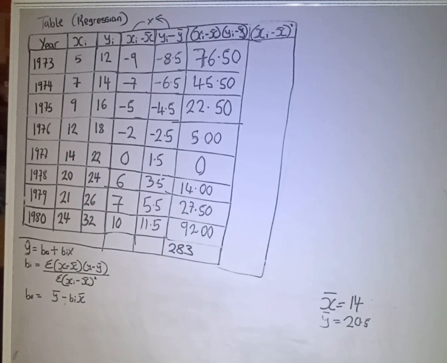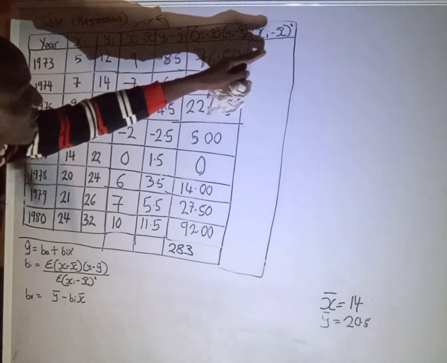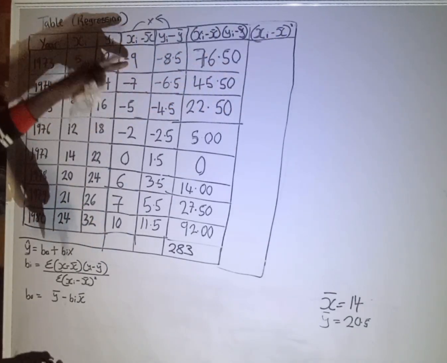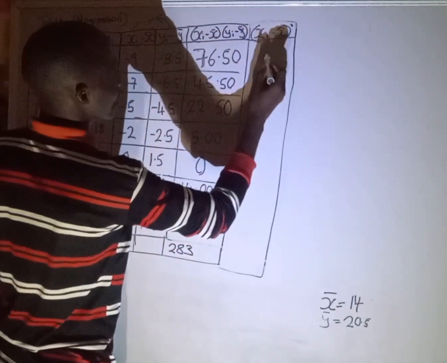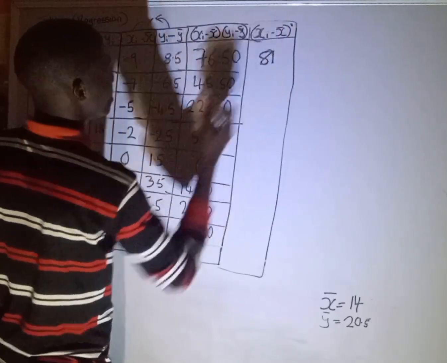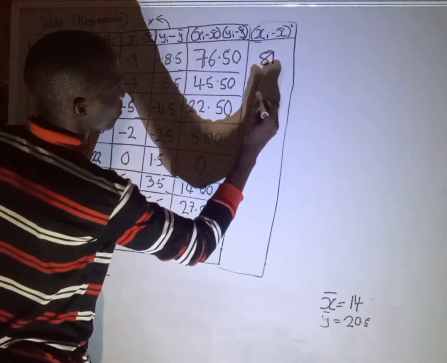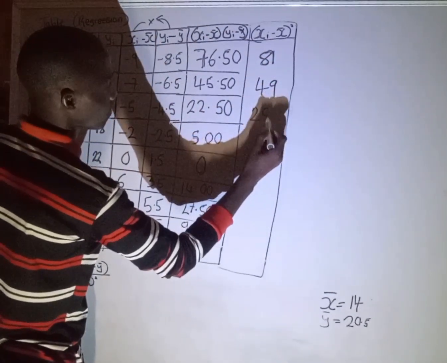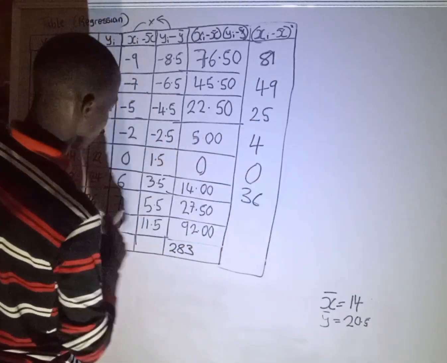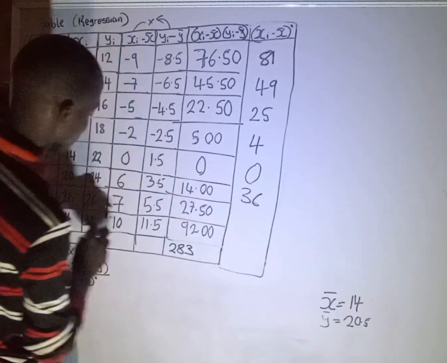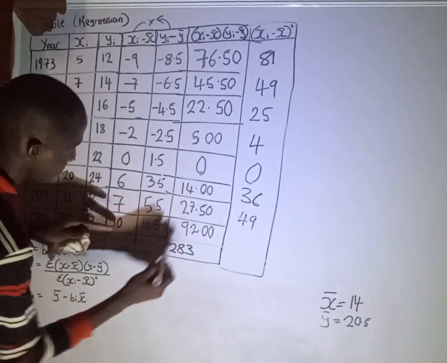Since I have the value of my xi minus the mean of x here, if I want to get the value of xi minus the mean of x squared, what I'm going to be doing is to square all these values. So minus 9 squared will give me minus 9 multiplied by minus 9. That is 81. The value here is 81. For this one, minus 7 multiplied by minus 7, so I'm going to be having 49 in this column. Then for this, I'm going to be having 25. This one will be 4. 0 squared is 0. And for this column is 36. For this column is 49, because 7 squared is 49. Then for this column, which is 10, 10 multiplied by 10 is 100.